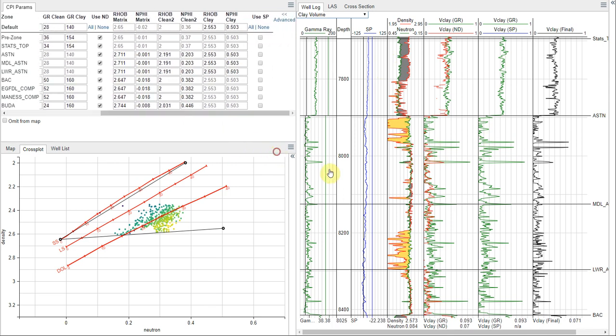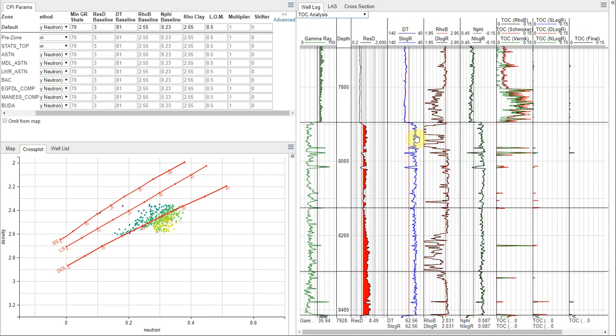Secondly, when doing a clay volume analysis, when we set our matrix endpoint here as part of that analysis, that involves setting our matrix density. And so this will be carried forward as one of the parameters that we will use in our porosity calculations.